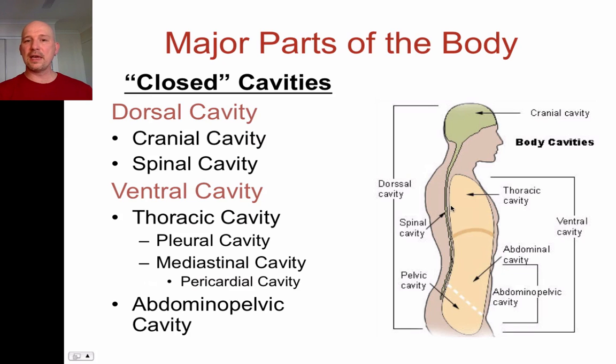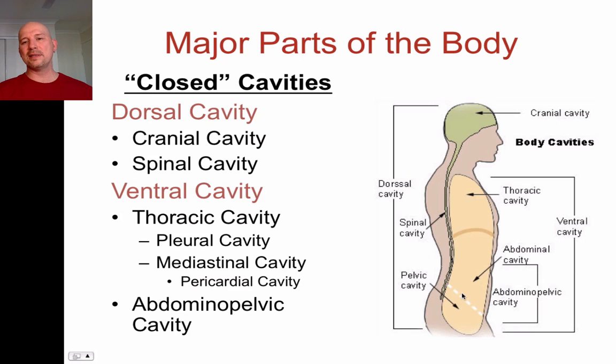The ventral cavity has the thoracic cavity, and the thoracic cavity actually has several parts to it. So there's two lungs on either side that sit in pleural cavities, and then between the lungs we have the mediastinal cavity, and within the mediastinal cavity is the pericardial sac, the pericardial cavity. And then below that we have the abdominal cavity, and there's also the pelvic cavity.